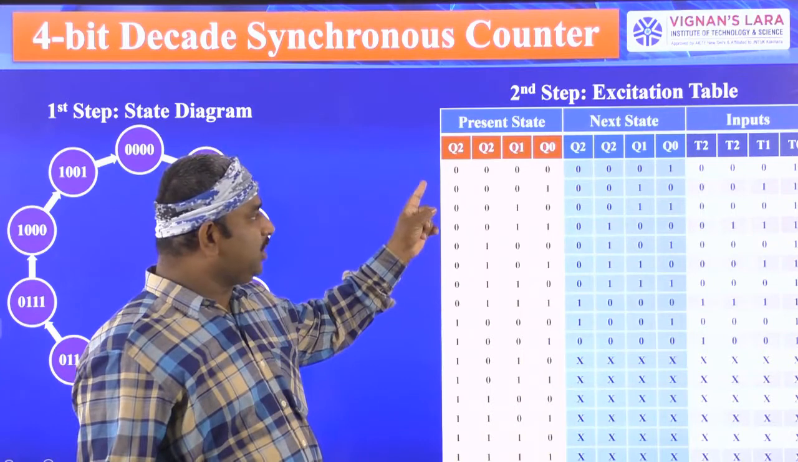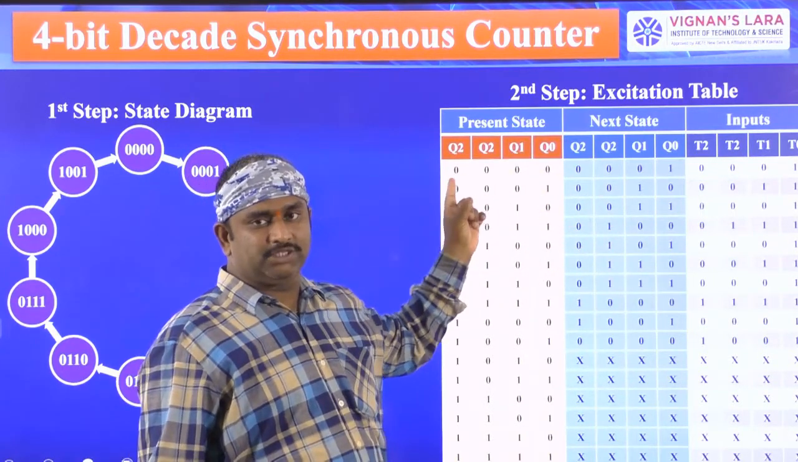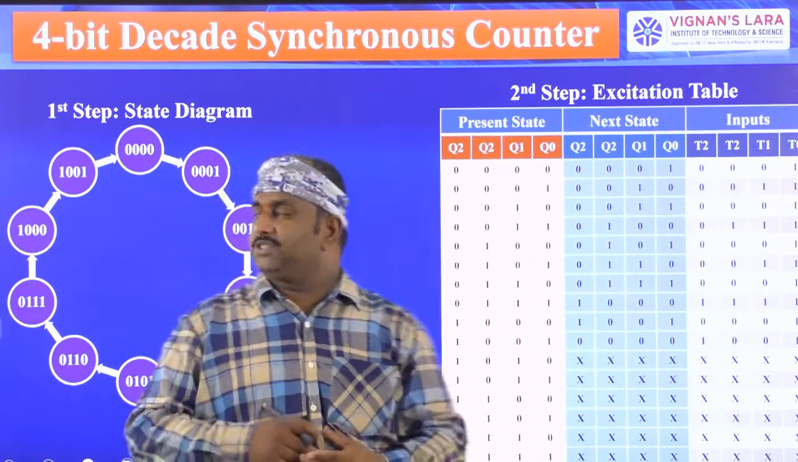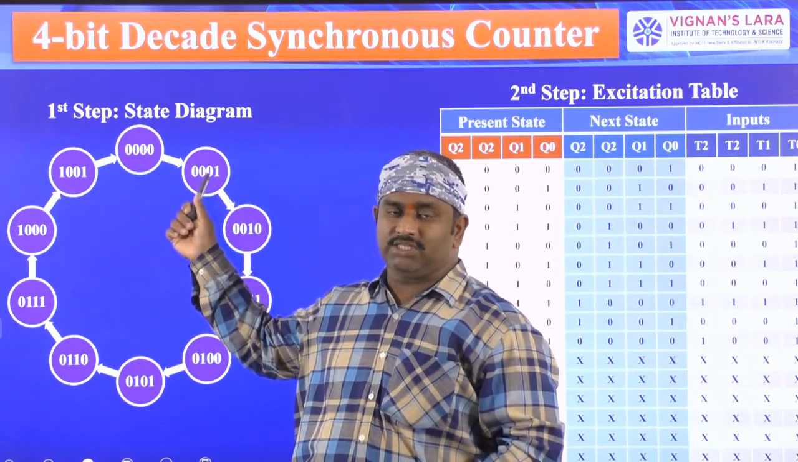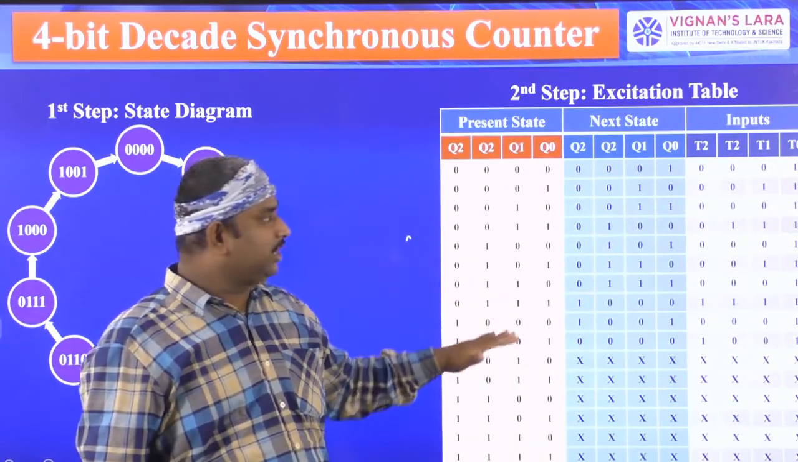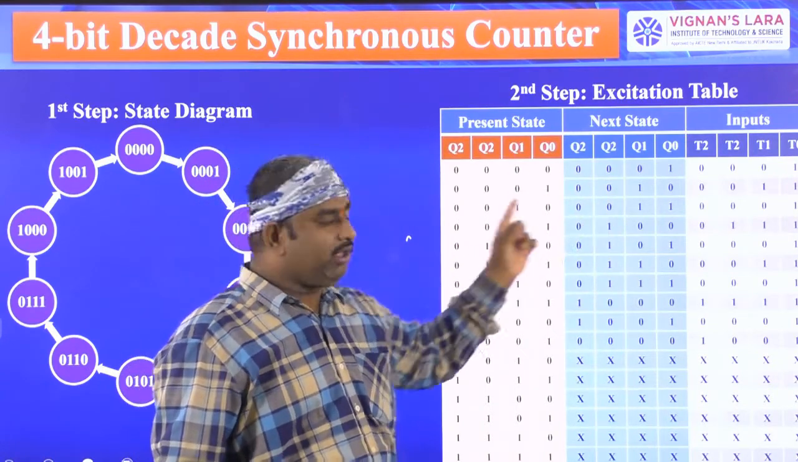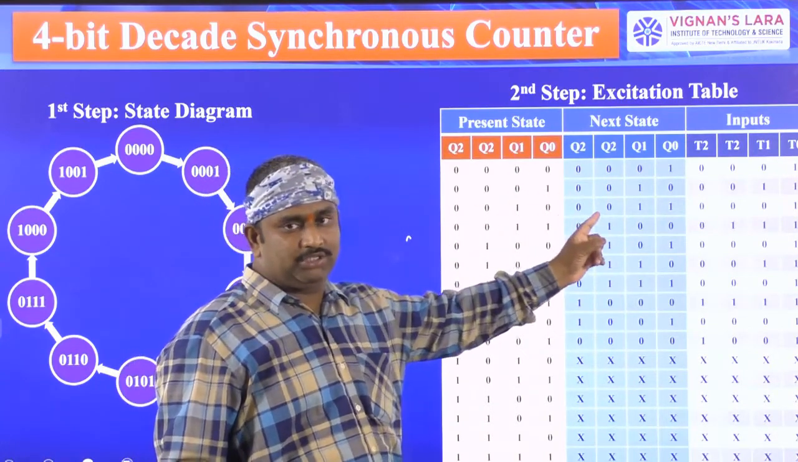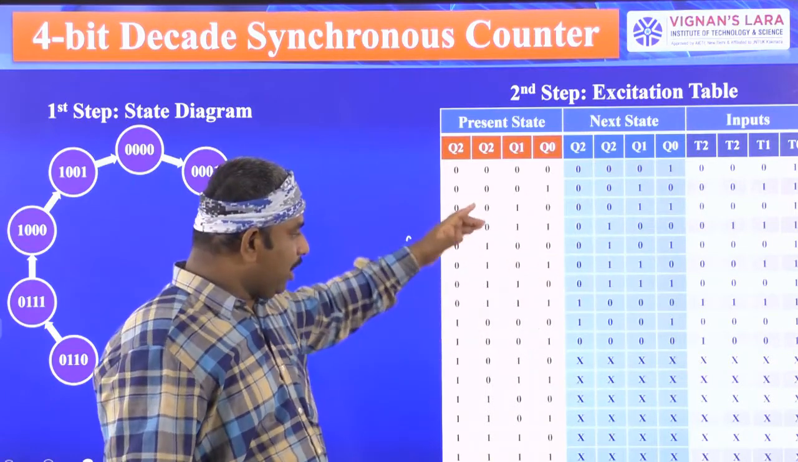If the present state is 0, 0, 0, 0, next state is 0, 0, 0, 1. That is, if the present state is 0, next state is 1. If the present state is 1, next state is 2. If the present state is 3, next state is 4. Like that, you have to draw.